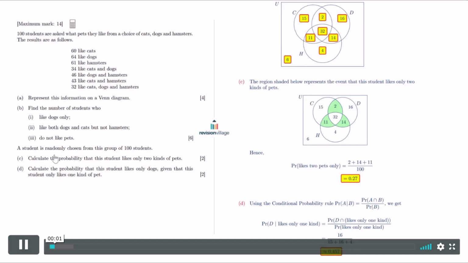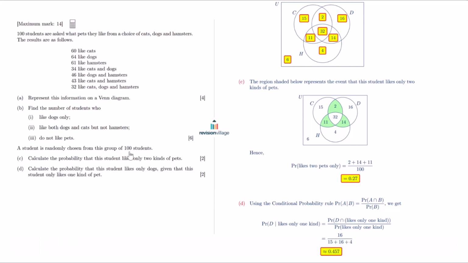Part C, a student is randomly chosen from this group of 100 students. So let's say all 100 students were in a large classroom or maybe a sports arena, and we were randomly choosing one of these students out of the 100. Calculate the probability that this student likes only 2 kinds of pets. Okay, so looking at our original Venn diagram here, the regions that involve students that like 2 only, so not 3, I have shaded in light green here in this second Venn diagram.